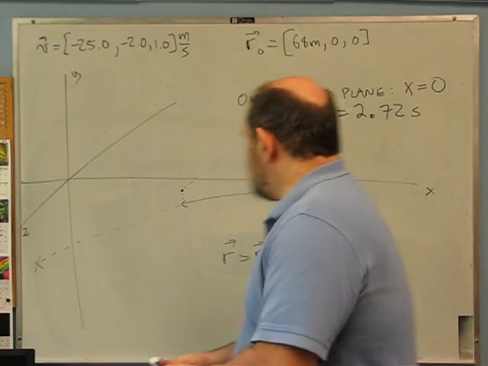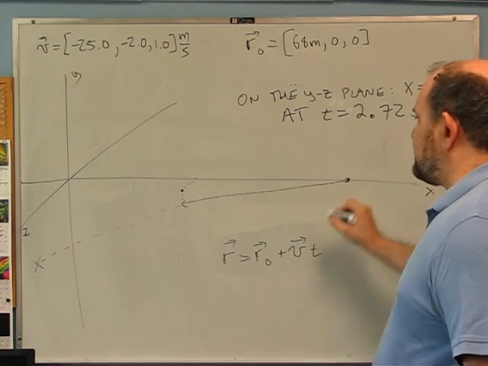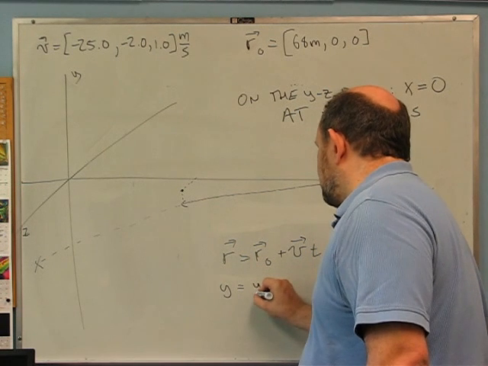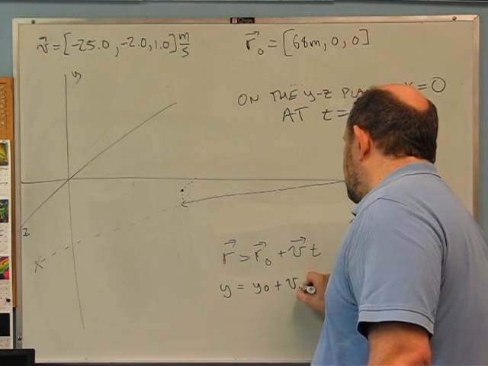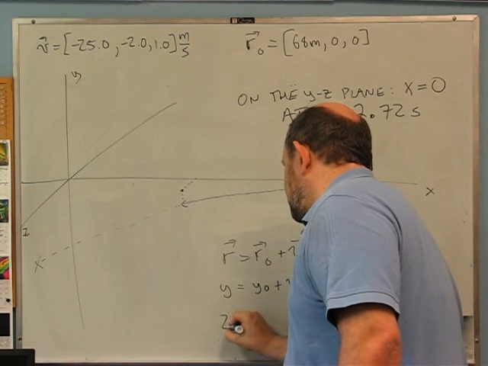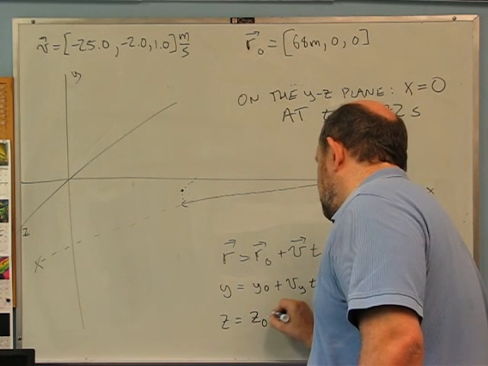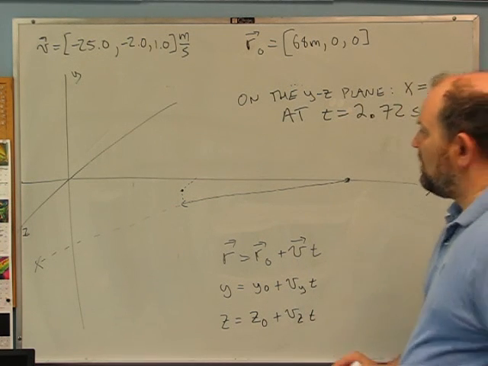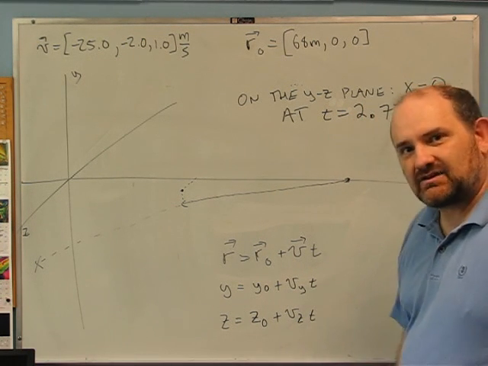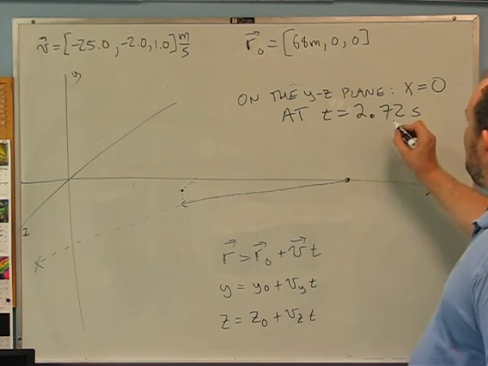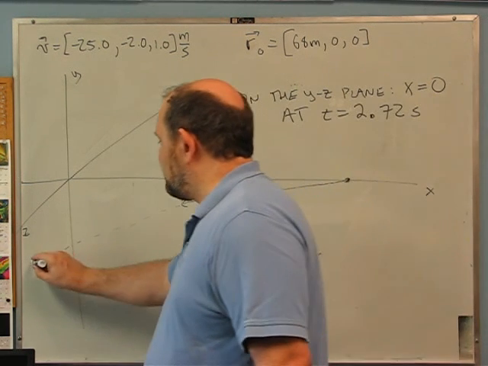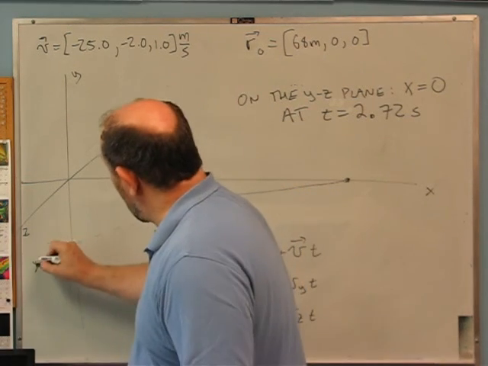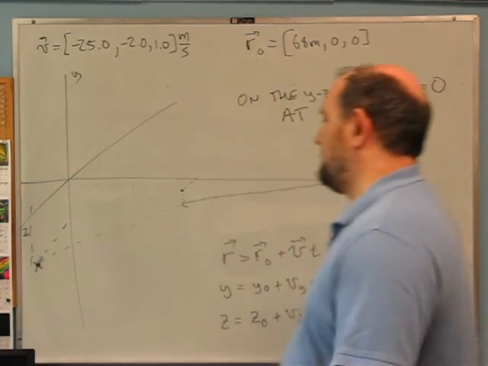Now I'm just going to use the y and z components. Y at any time is equal to the initial y plus vy t, and z is equal to the initial z plus vz t. I can use both of those to figure out what the y and z are at any later time. I'm going to put in the time when it's on the yz plane, right? So the time when the ball is here is the time on the yz plane. I just want to figure out what is the y and what is the z at that time.